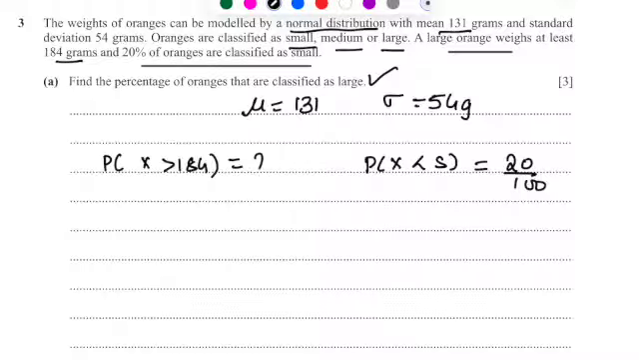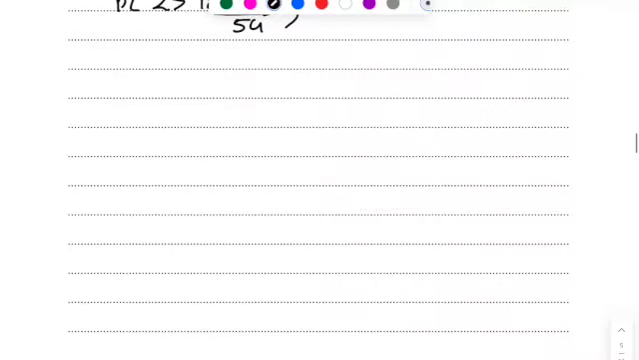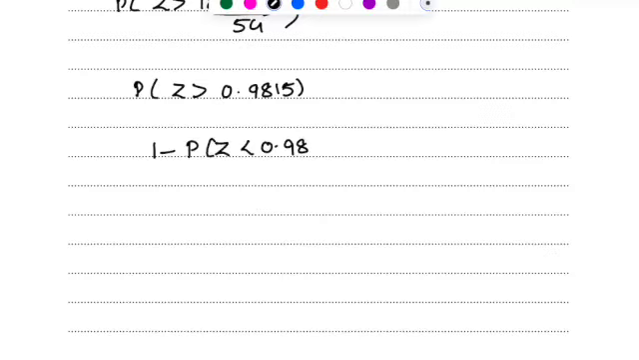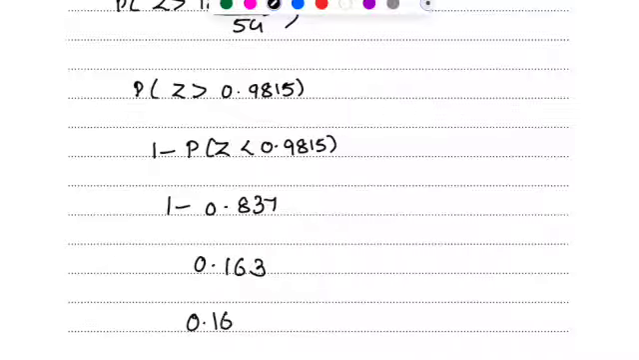So which percentage is he asking? So probability of x greater than 184, converting to z, is z greater than 184 minus 131 divided by 54, which is probability of z greater than 0.9815. Whenever greater than, you do 1 minus probability of z less than 0.9815. So 1 minus 0.837, which is 0.163. But I want percentage, so 0.163 times 100, which is nothing but what? 16.3%.